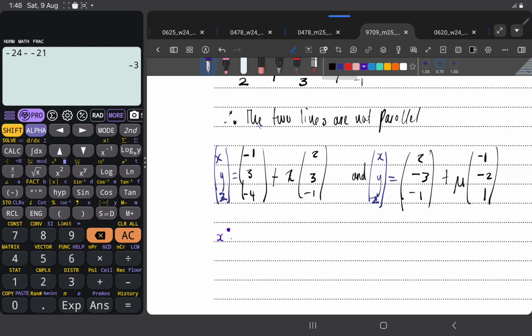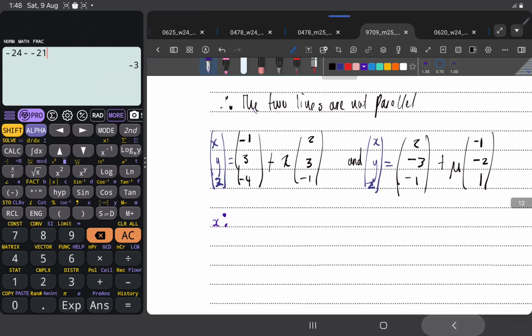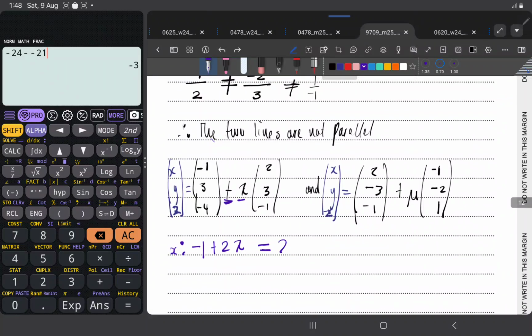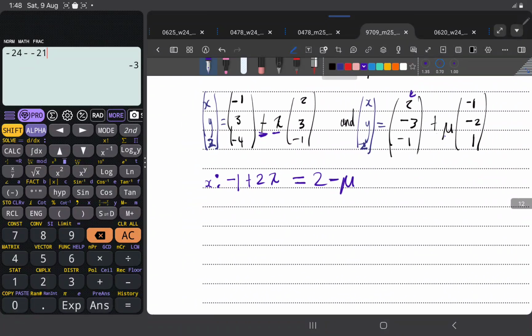Now let's start by working with the X coordinates. For the X, we have -1 plus lambda times 2, which becomes -1 plus 2 lambda. This is equal to the other X, which is 2, plus mu times -1, so it becomes minus mu. This is going to be equation number 1.